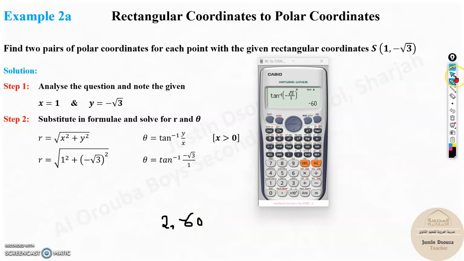It depends on the options, or if you're writing an exam, just write 2, minus 60. It's more than enough. So over here in this case, they have given two angles. Why? Because minus 60 is one of the correct angles, 2 is the radius. How do you find the other? Add 360, you will get the answer. That is the coterminal angle of 300, a coterminal angle of minus 60 degrees.